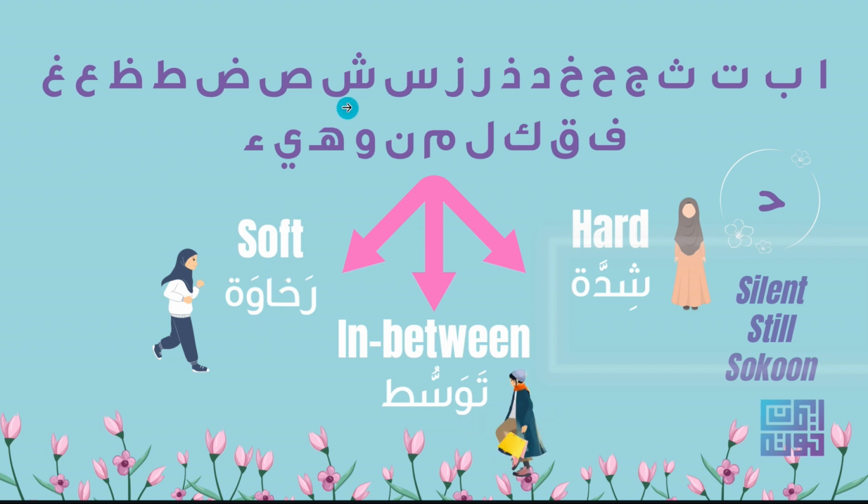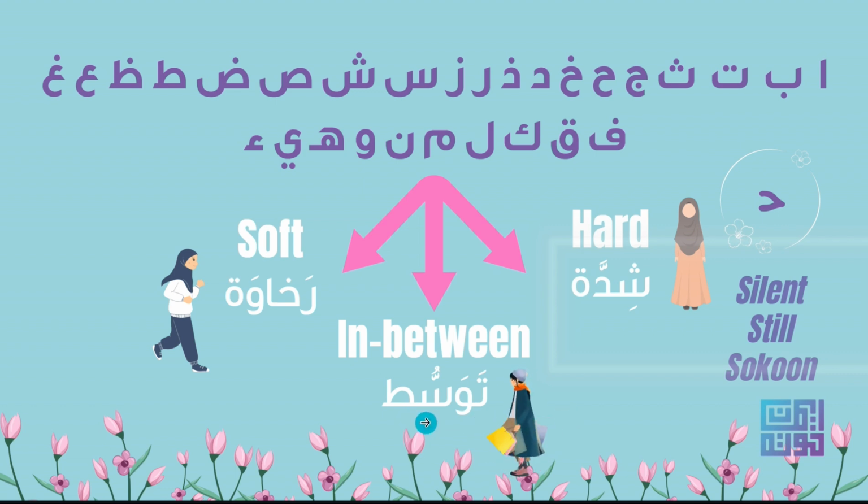What about the sheen, for example? Let us try. Ash. Ash. So it also has softness. Each letter has either hardness, or softness, or in between. No one letter can have both characteristics.